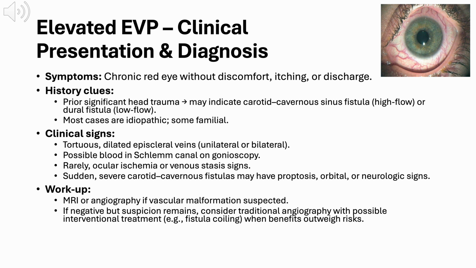and Schlemm's canal on gonioscopy. Rarely, signs of ocular ischemia or venous stasis appear. More severe carotid cavernous fistulas can present with proptosis or other orbital and neurologic findings. When a vascular malformation is suspected, we turn to MRI or angiography. And if imaging is negative but suspicion remains, traditional angiography with possible interventional treatment such as fistula coiling may be considered if the benefits outweigh the risks.